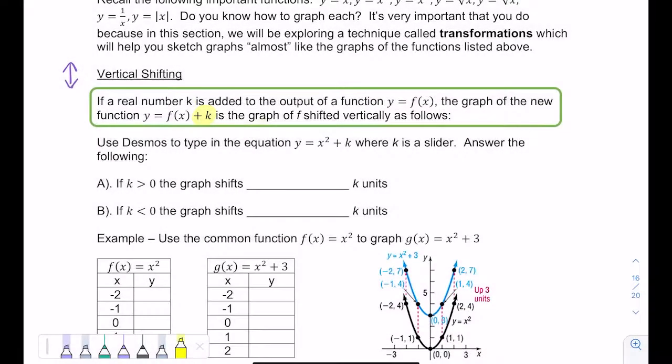So let's write that down. If k is greater than 0, which, remember, just means positive. And when it's less than 0, that's saying negative. So when k is positive, the graph is going to shift up k units. And if it's negative, it's going to shift down k units.